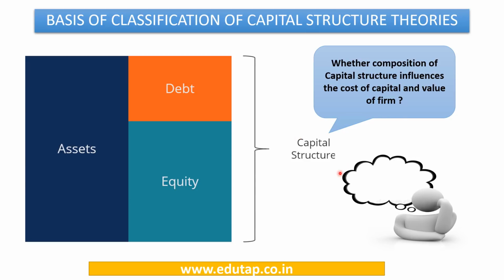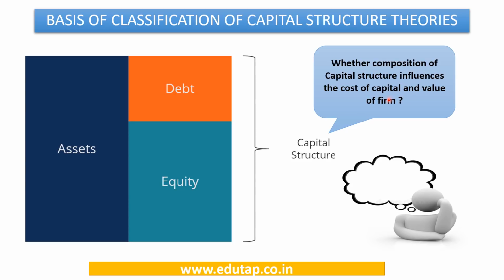Now when we talk of classifying capital structure theories, this is done based on this question. If you are able to answer this question, you can easily understand the classification of capital structure theories. The question is whether the composition of capital structure influences the cost of capital and the value of the firm, which is the value of debt as well as equity. So it is asking whether you should be worried about the composition of your capital structure, how much debt and how much equity you have to raise, whether this is going to affect your cost of capital and the value of the entire firm.